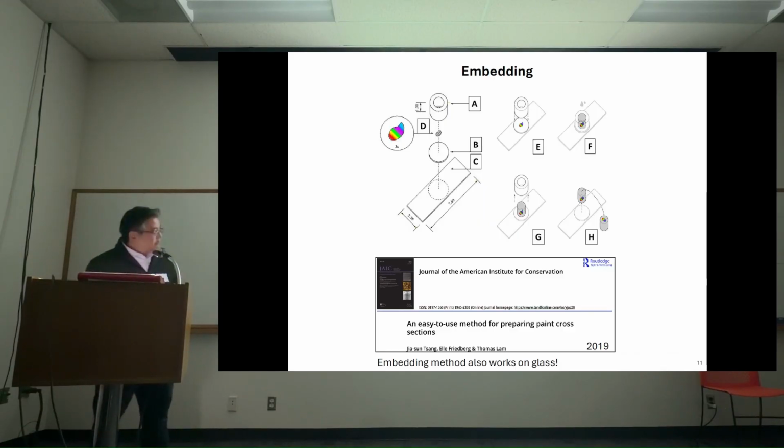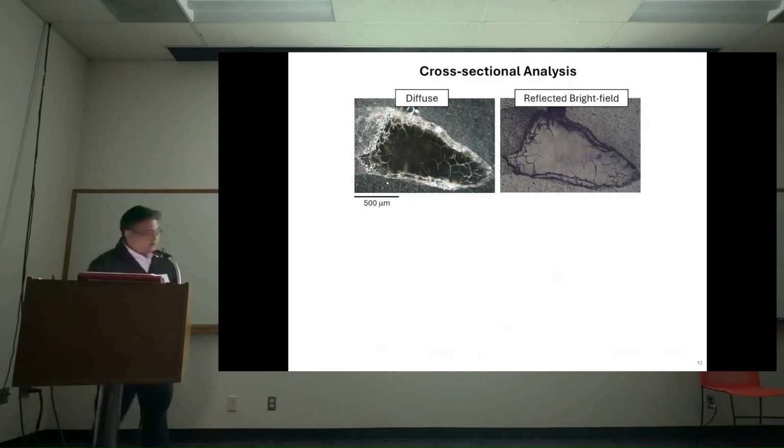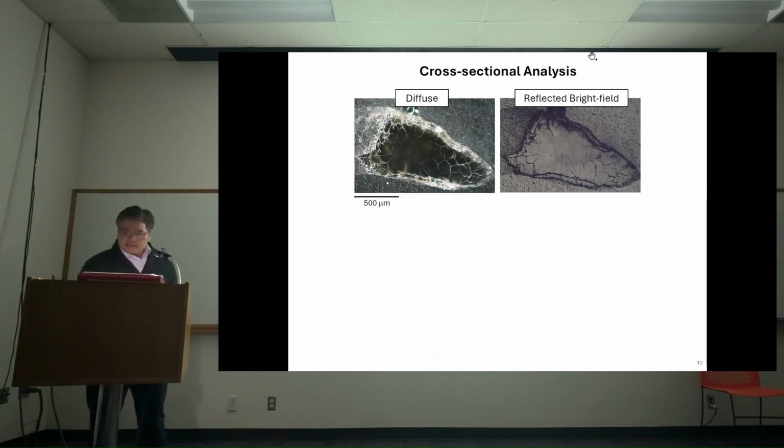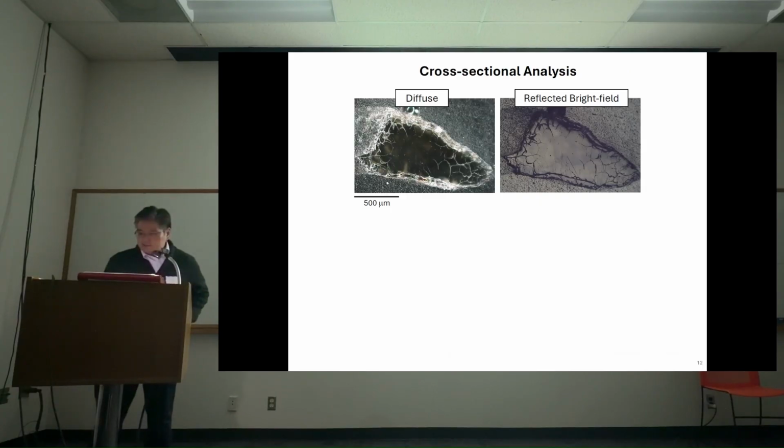So we can actually generate cross sections where we can get data about the microstructure of the glass. This is the diffuse light from the Hirox, and this is the reflected bright field. I basically polish until I see, like, if there was anything submerged, it wouldn't show up in the reflected bright field. When I say reflected bright field, this is what Hirox calls coaxial.